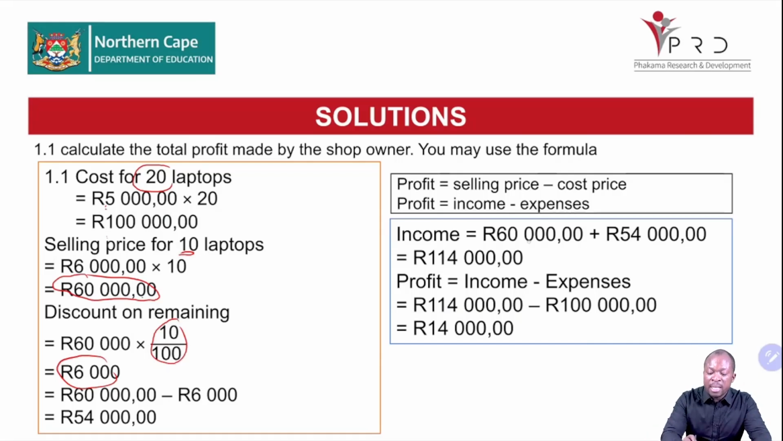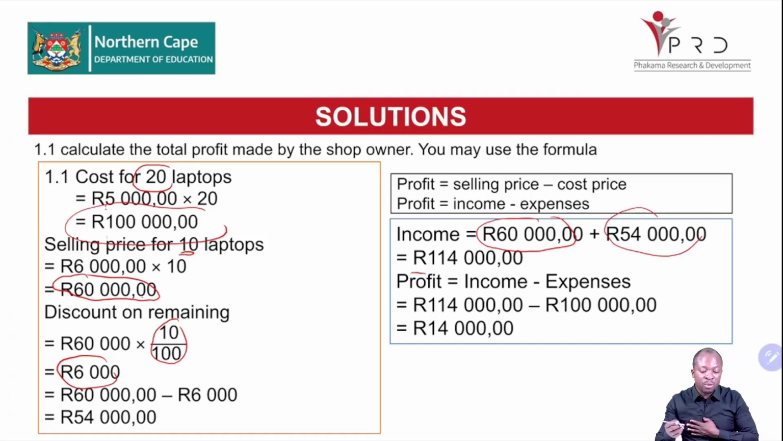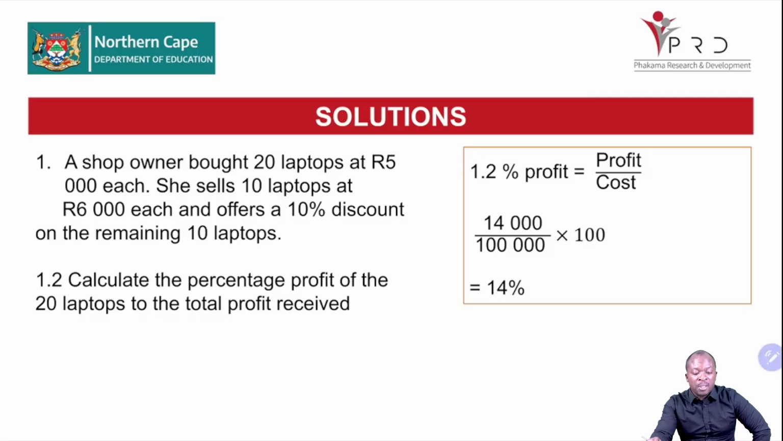So let's talk of our income then. Our income will become the 60,000 for the first 10 and the 54,000 for the other 10, which we sold at a discount. It means our total income will be 114,000. So where is our profit then? Remember, we spent 100,000 to buy them, and then we managed to get 114,000. Definitely our income is bigger than our expenses, so we are going to get a profit. So it will be 114,000 minus 100,000. That will give us 14,000 rand profit.